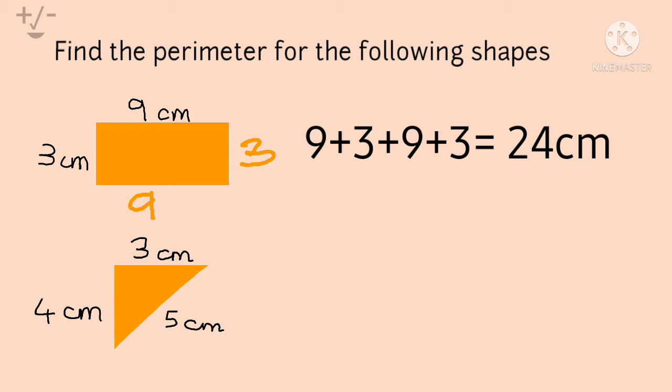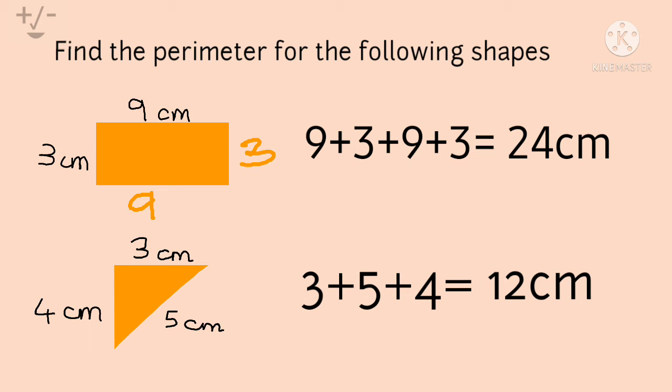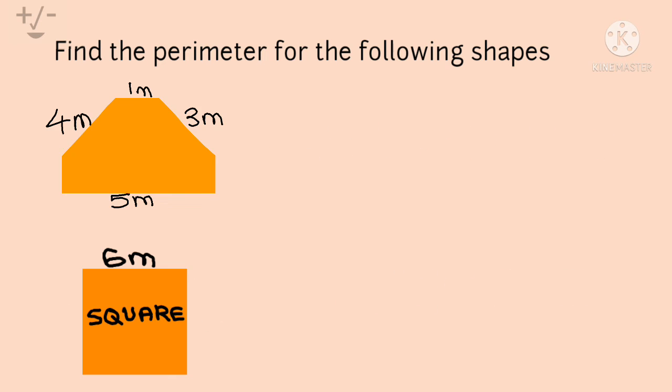For the next question, we have a triangle. Again, to find the perimeter, all you have to do is add up the distance along all the edges. In this case, you would do 3 plus 5 plus 4, which adds up to 12 centimeters. Now pause this video and try these questions on your own, and then I'll go through the answers.